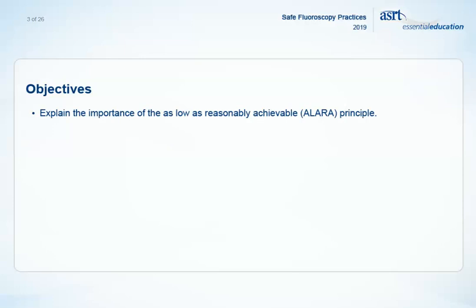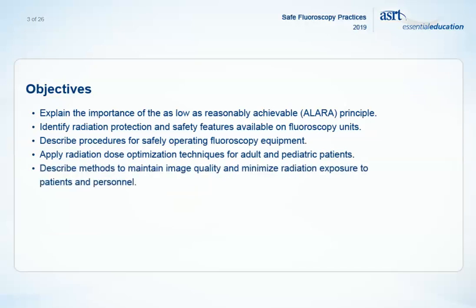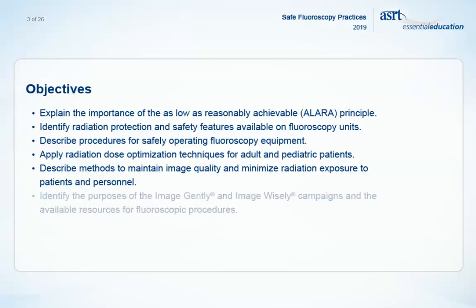After completing this module, you will be able to explain the importance of the as low as reasonably achievable, or ALARA, principle. Identify radiation protection and safety features available on fluoroscopy units. Describe procedures for safely operating fluoroscopy equipment. Apply radiation dose optimization techniques for adult and pediatric patients. Describe methods to maintain image quality and minimize radiation exposure to patients and personnel. Identify the purposes of the Image Gently and Image Wisely campaigns and the available resources for fluoroscopic procedures.